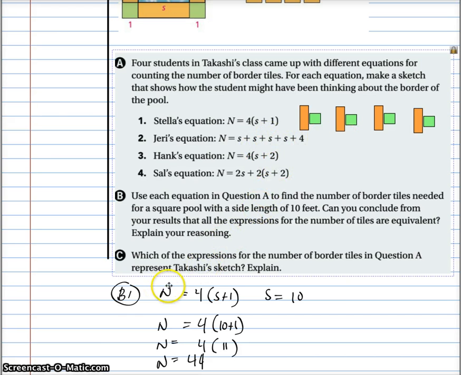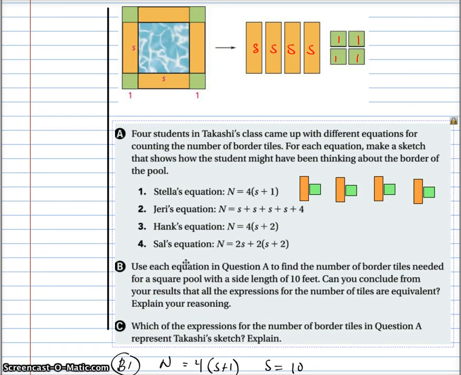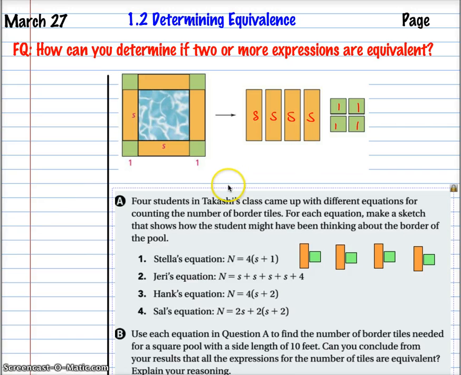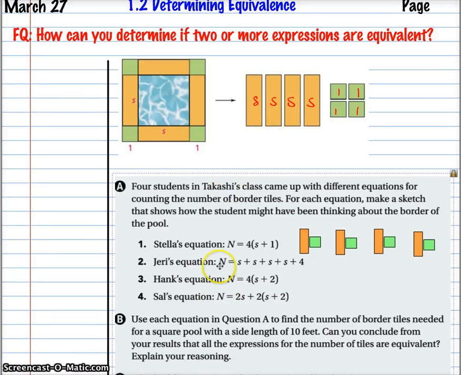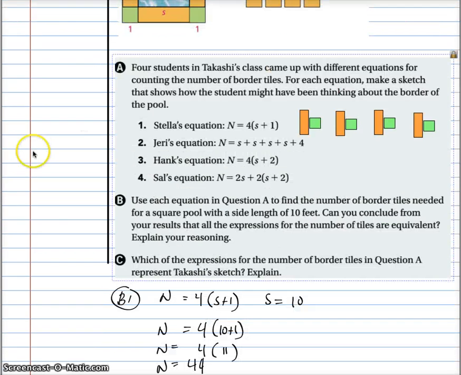For C, which of these expressions is Takashi's? So this is Takashi's drawing up here. You just have to explain which one of these down here represents this one up here. If there are none, then that's fine as well. Or which one do you think is the closest? Okay.